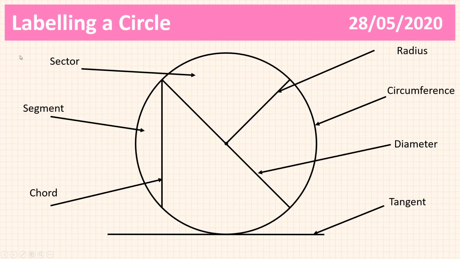You could even print it out and write the definitions in underneath each keyword, but these are the ones you need to know. You need to know what a sector is. You need to know what a segment is. You need to know what a chord is. Tangent, diameter, circumference, radius. When you are looking at any questions that you need to answer, you know exactly what the question is talking about with regards to which part of the circle you need to work with.